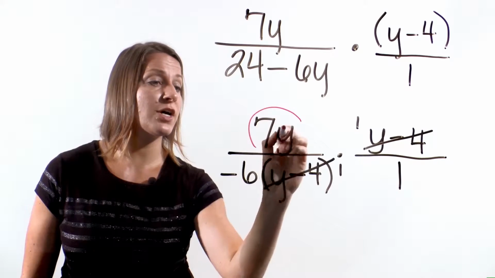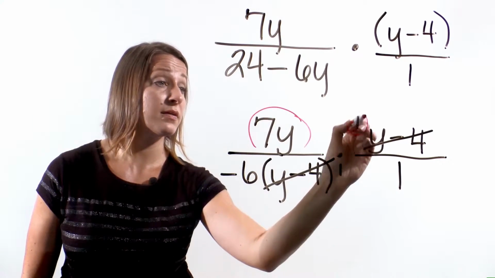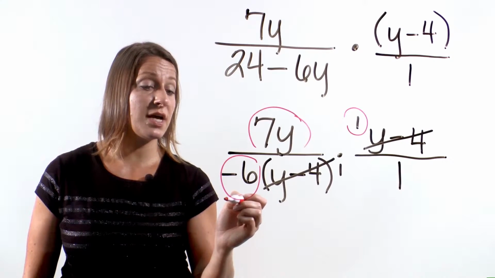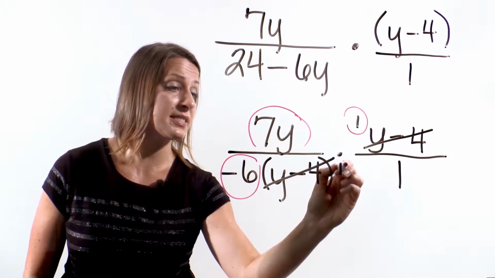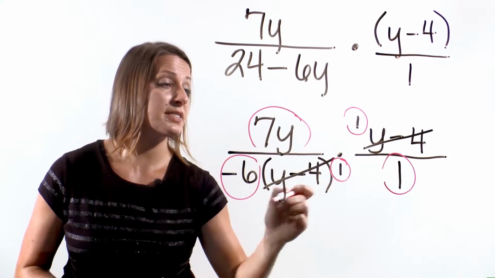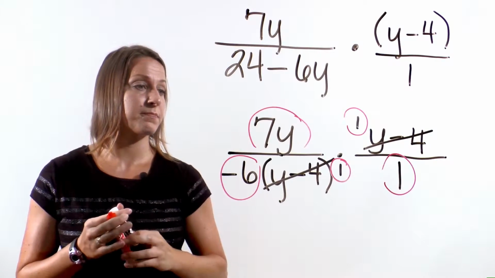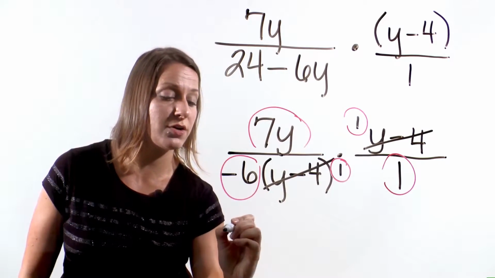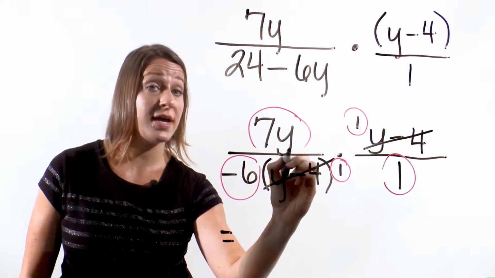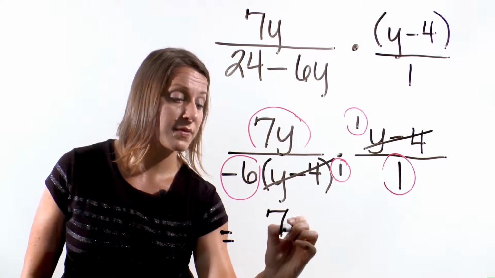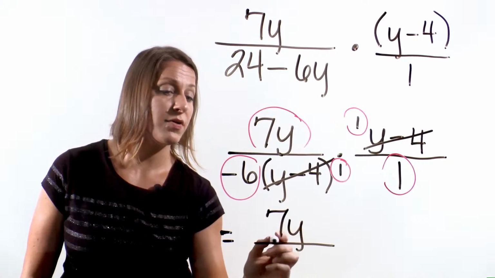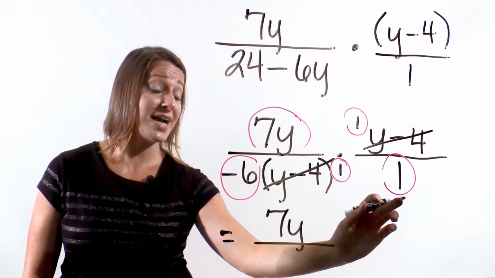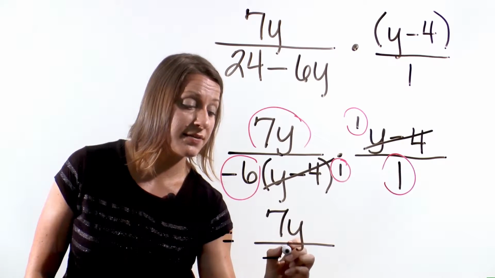So we are left with our 7y times 1, and in the denominator our negative 6 times 1 times 1. If we were to multiply these red circles straight across, 7y times 1 is 7y over negative 6 times 1 times 1 is negative 6.